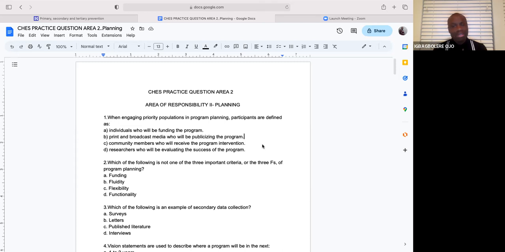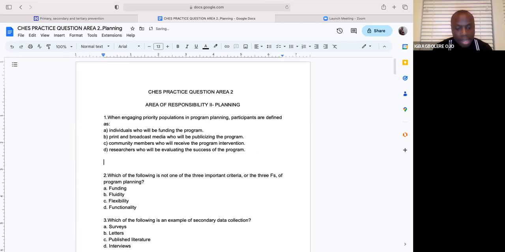So who is a participant? This is a very simple question. A participant is someone who is going to be a direct beneficiary of the program, all right? In fact, the sole purpose of calling someone a participant is for them to be a beneficiary of the program. And in this case, that will be community members who will receive the program intervention. So we have here the answer to be, I believe, C, community members who will receive the intervention.